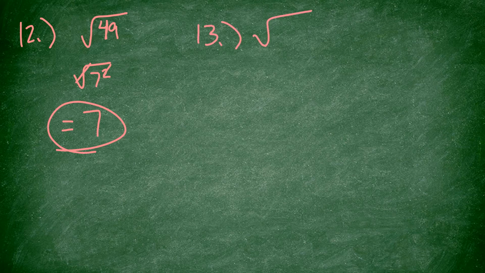13, we have the square root of 361. Maybe you don't know that. If you do know it, you check it out, it's going to be 19 squared is 361, so those cancel, you're just left with 19, or you could have thrown it into your calculator.